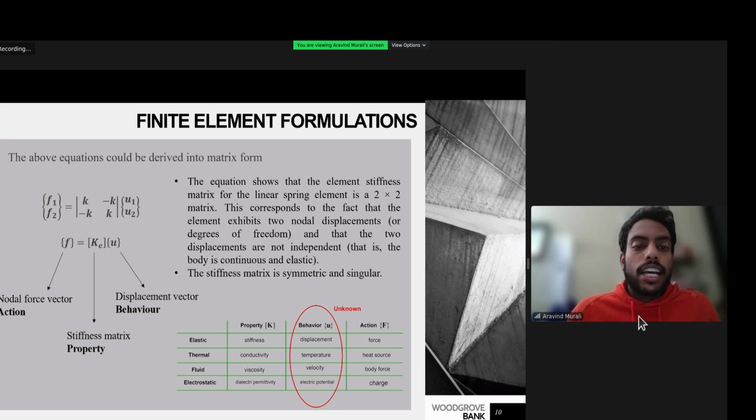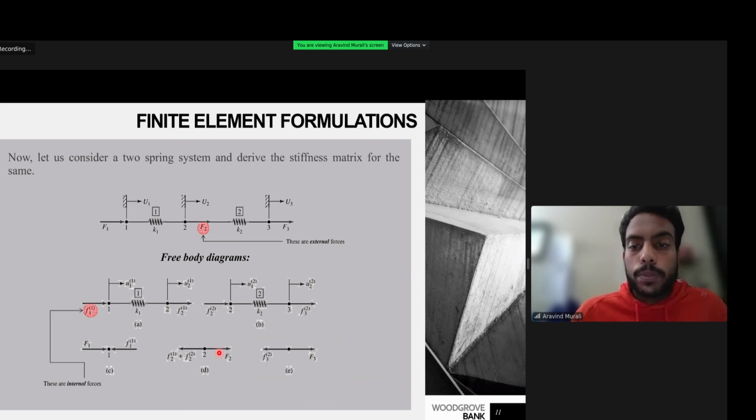The values of K, U, and F vary depending on the problem under consideration. For elastic problems, the K value is the stiffness, for the behavior U is the displacement, and the action F is the force under consideration. It varies depending on the problem under consideration. So now let us consider a system of two springs and try to form the global equation of this two spring system.